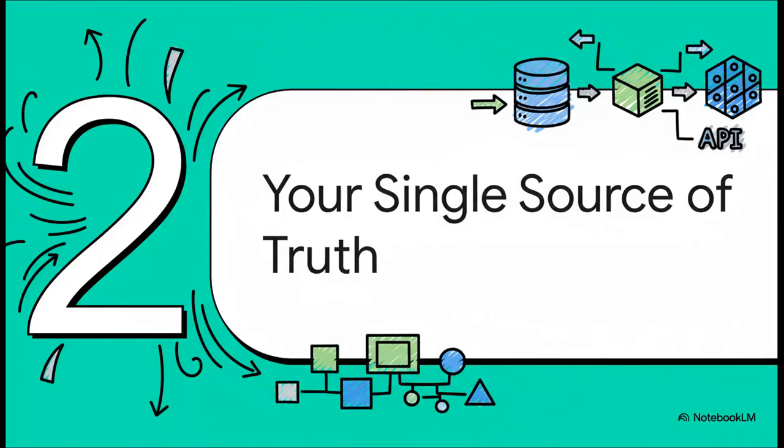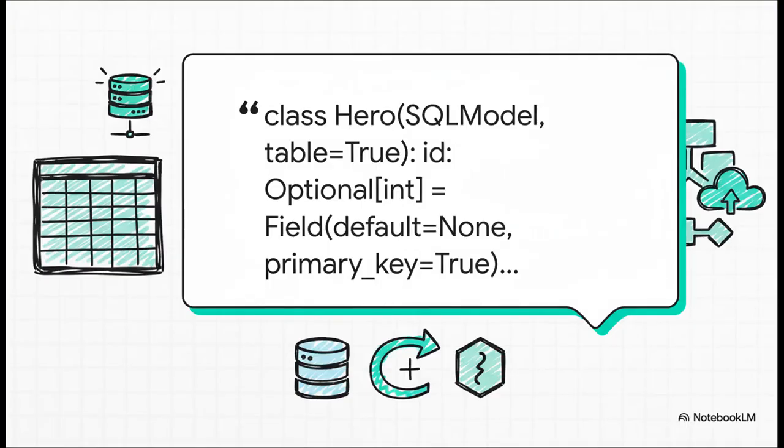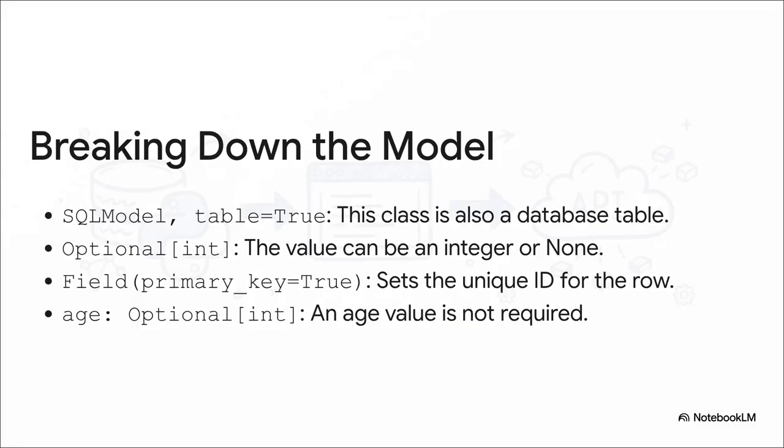So, how does this actually work in practice? Let's get to the core of it, right? Let's see how SQLModel creates what we call a single source of truth. And here it is. This is the magic. A single Python class right here called Hero that defines everything. This is your database table schema and your API data model, all rolled into one beautiful, clean package. No more writing the same fields twice. Ever.